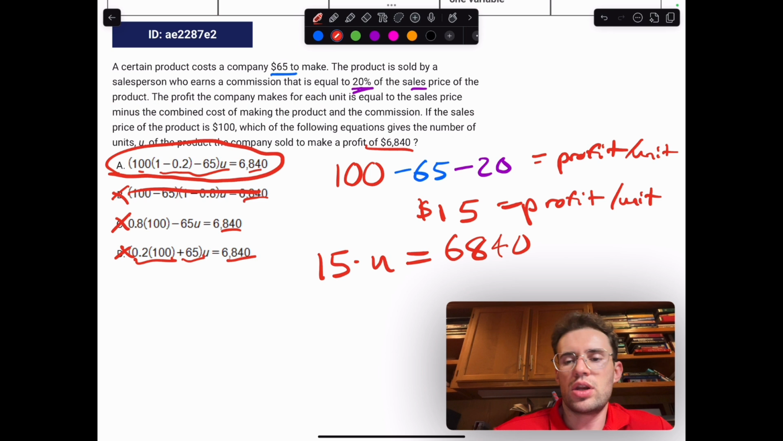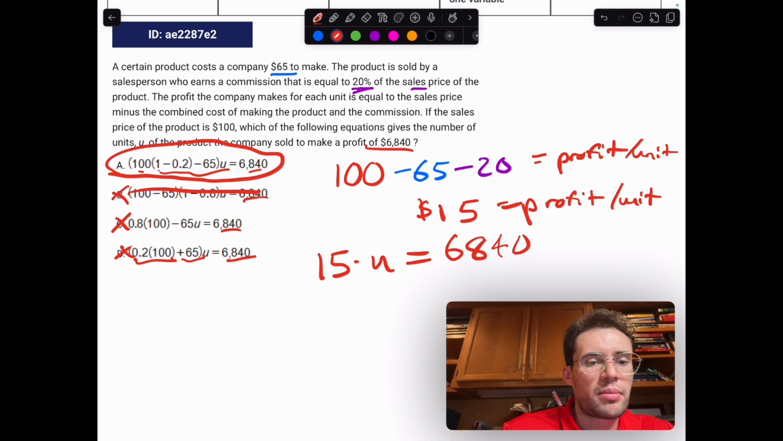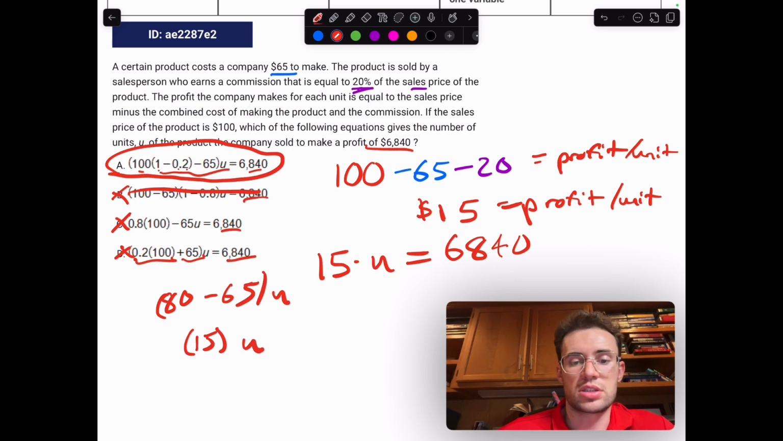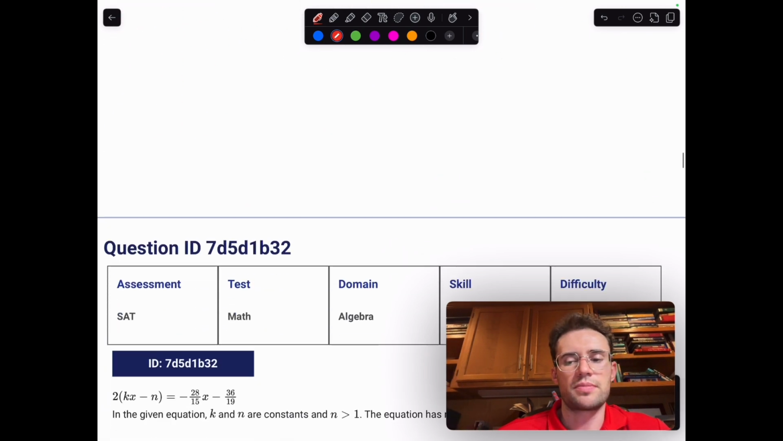And if you did it the way I did it, where you solved it first yourself, that works. But here you get 1 minus 0.2 is 0.8. 0.8 times 100 is 80. And then 80 minus 65 is 15. So you end up with 15 times u here, which is the same thing that we had. All right, so that checks out as well.